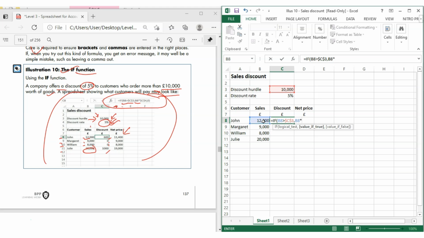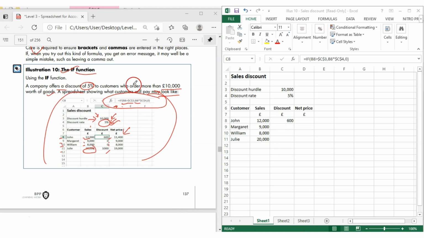multiplied by the percentage, the 5% discount, right? And that 5% should be locked with F4. That is, if the sales is greater than 10,000, then you get a 5% discount. Comma 0 means if it is not, then you get 0 discount. Then close the bracket, hit enter, and you get 600. That is the discount because 12,000 is more than 10,000, so you get a discount.